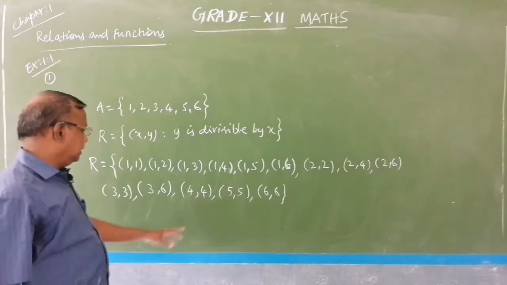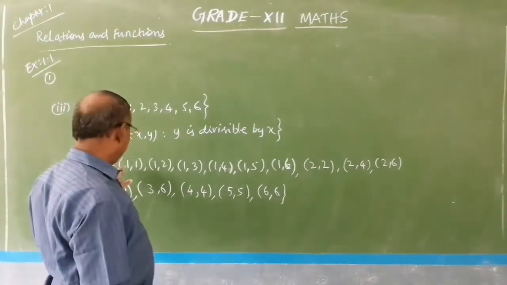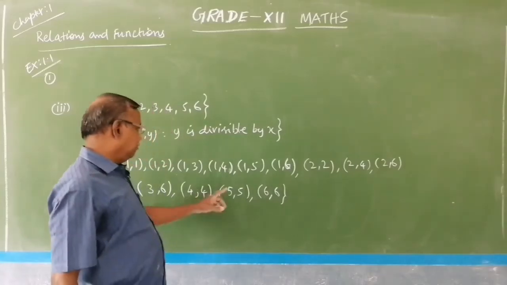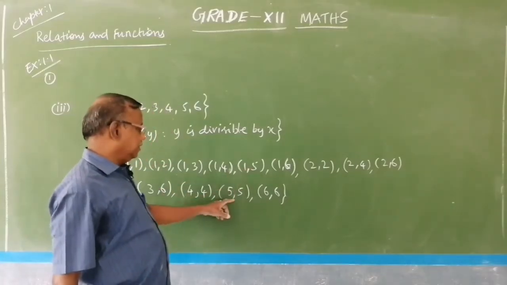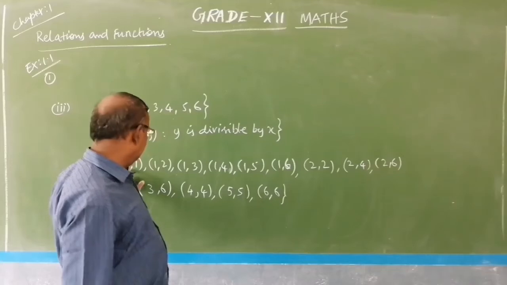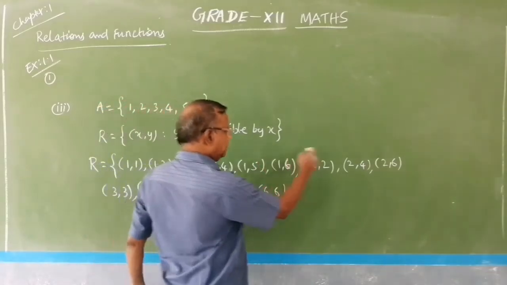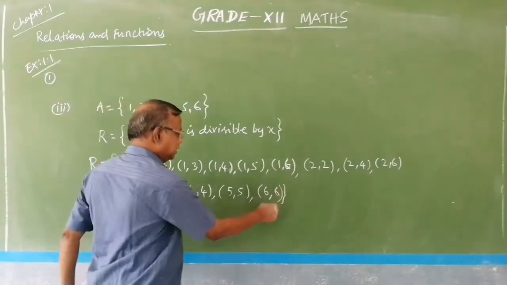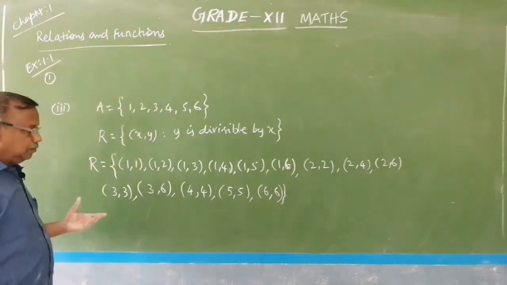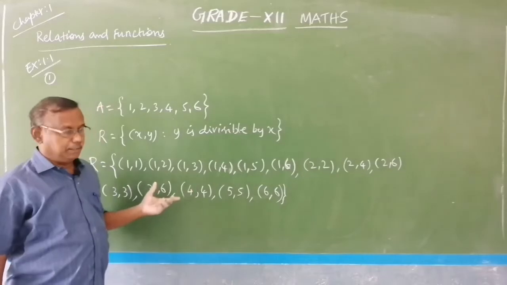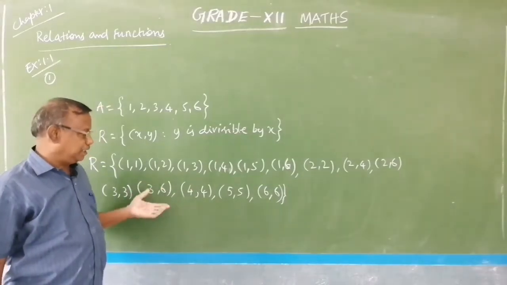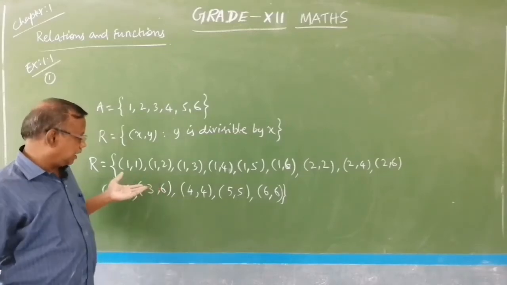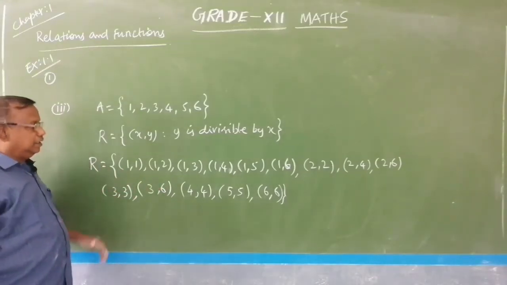So, 4 is divisible by 1, 2 and by itself. 5 is divisible by 1 and by itself. 6 is divisible by 1 as well as 2 as well as 3 and by itself. So, this is the set of elements in R. I am writing all the elements of the relation here in order to understand, though I could simply explain by definition.